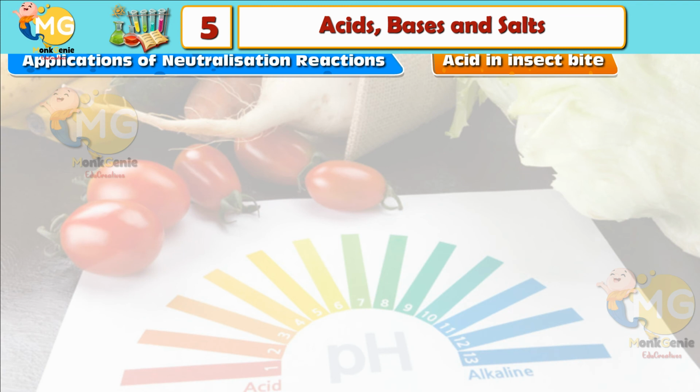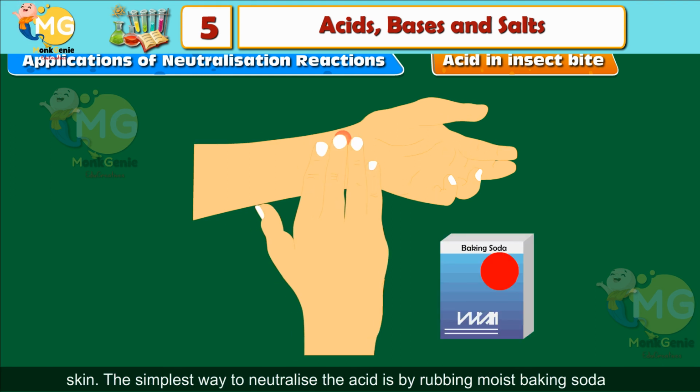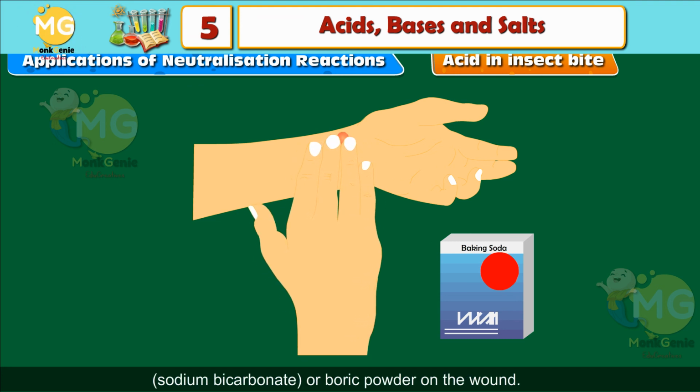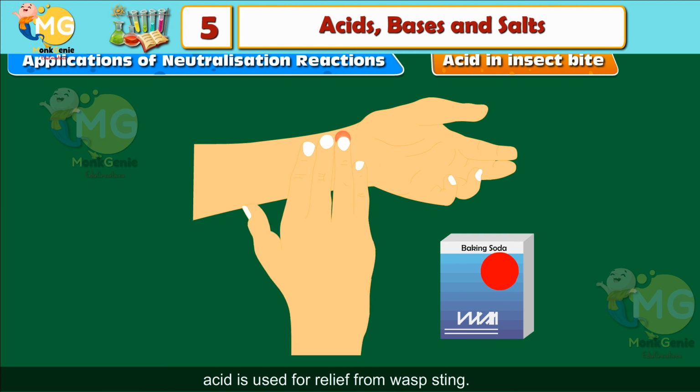Acid in insect bite. When an ant bites, it injects an acidic liquid containing formic acid into the skin. The simplest way to neutralize the acid is by rubbing moist baking soda, that is sodium bicarbonate, or boric powder on the wound. A wasp sting, on the other hand, is basic. Hence, vinegar, which contains acetic acid, is used for relief from a wasp sting.